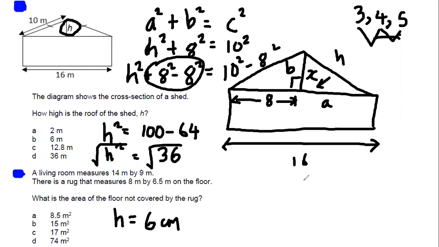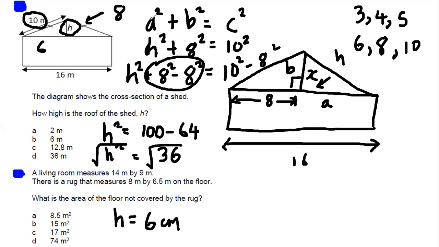And there's another combination. It is 6, 8, and 10. So you notice for this triangle, this is 6, and that's 10. So therefore the H must be what? It has to be 8. So you could have used that to reason out the question, rather than doing all of that work.